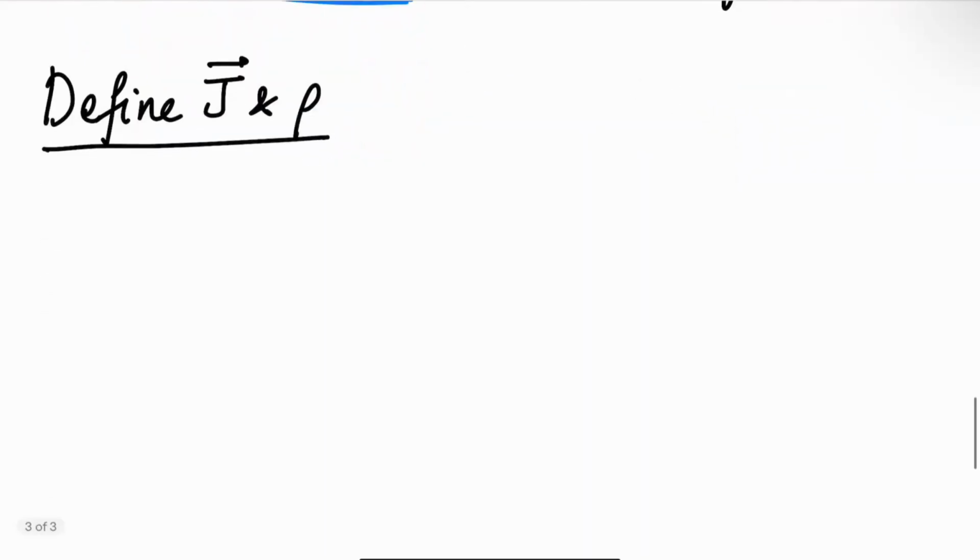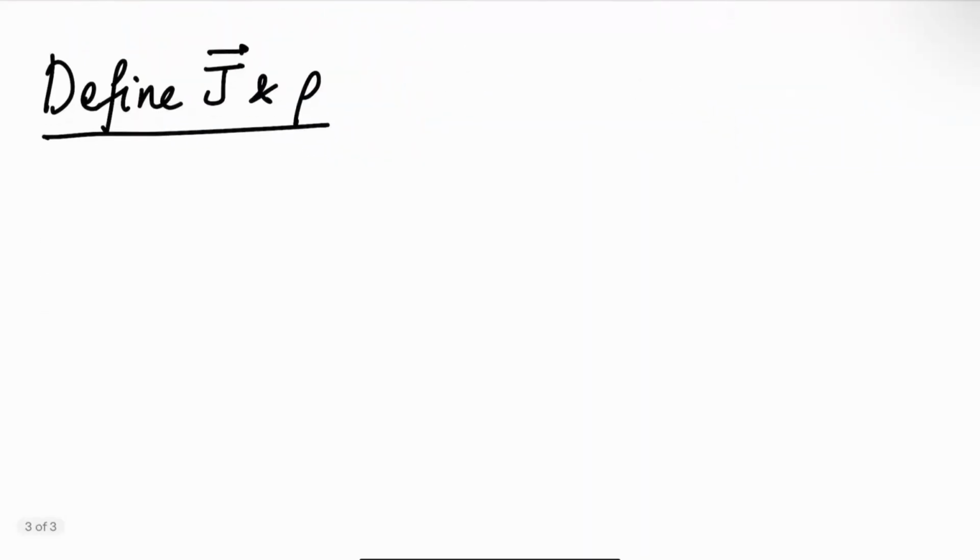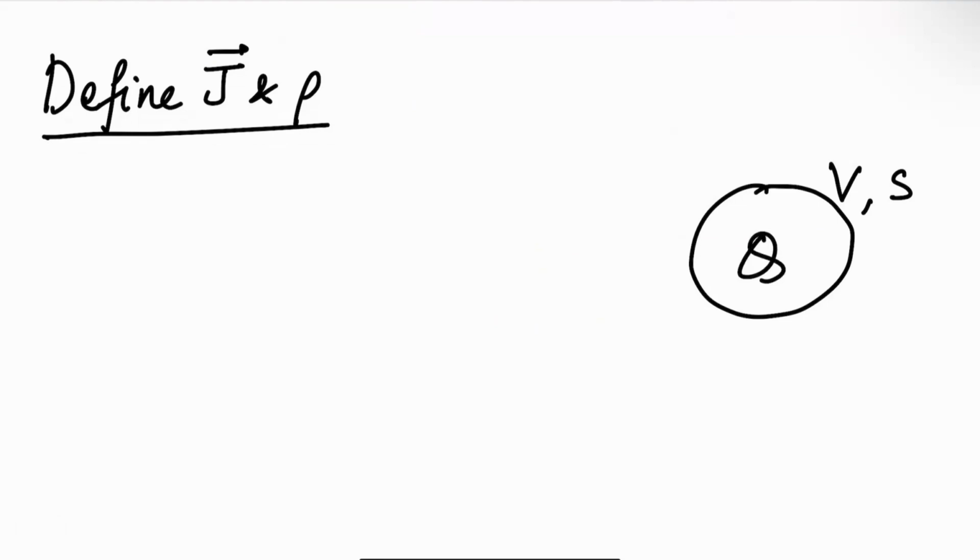So what are these things, right? Maybe we'll start with rho. It's a little simpler. Let's say I have some volume, some ball, which has some volume and some surface area. And I have some charge sitting inside it.